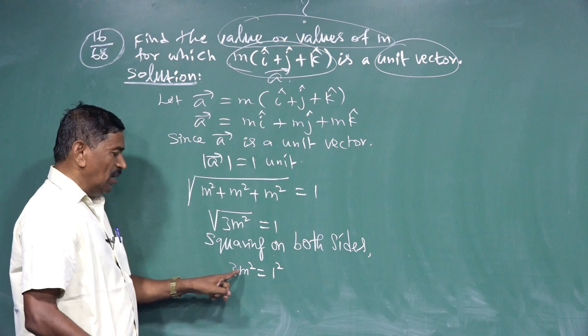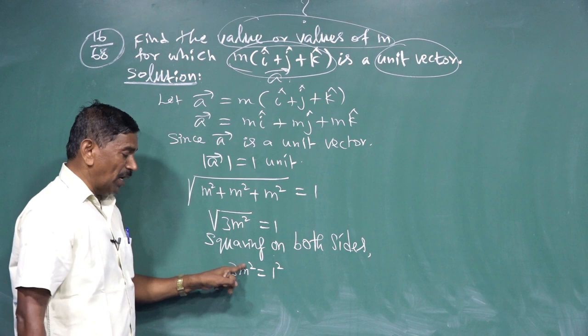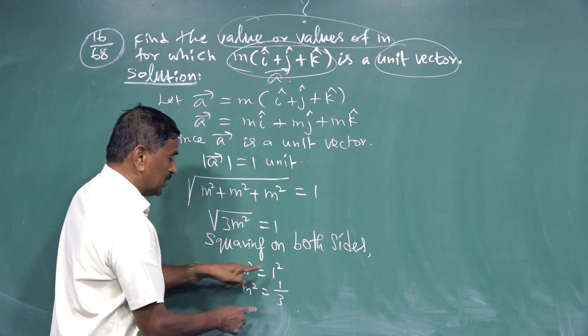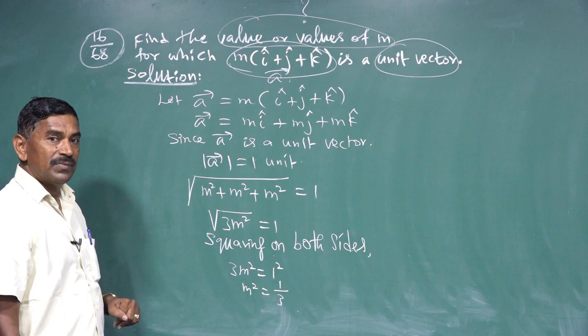But we are asked to find the value of m. So m square left, 3 goes to right, becomes divide. Okay, can you tell me the next step? Yes, m square is equal to 1 by 3, because 1 square equal to 1, 3 goes to right, becomes divide. Now next step. Very good.